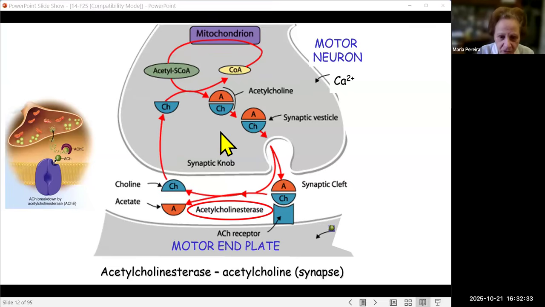Now, this has nothing to do with muscle contraction. I'm just giving you this knowledge so that you know how important this enzyme is. It is present not only at the synapse, at the neuromuscular junction, but is also present at the other synapses. So this enzyme is very, very important to break down acetylcholine.